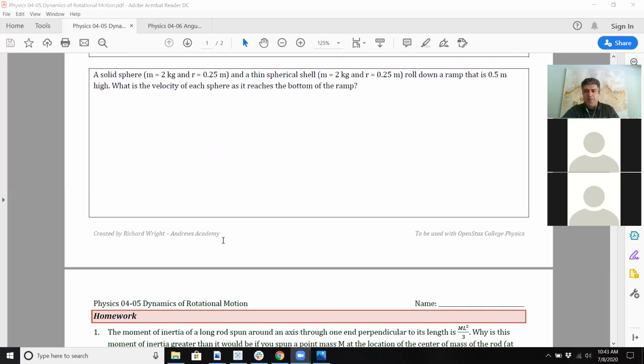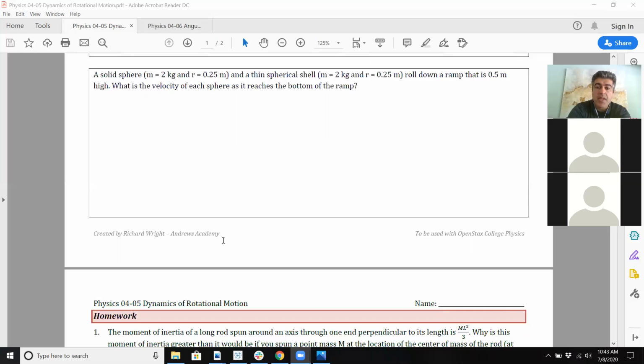Okay, so if your mind was blown by the last one, prepare to have your mind just explode. This next one here, a solid sphere. You have the mass and the radius, and a thin spherical shell. Again, you have the mass and the radius. So same mass and radius, but obviously different types of solids, so different inertias they'll experience because of different formulas for the inertias. They roll down a ramp that is 0.5 meters high. What is the velocity of each sphere as it reaches the bottom of the ramp?